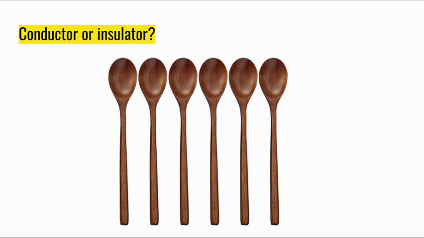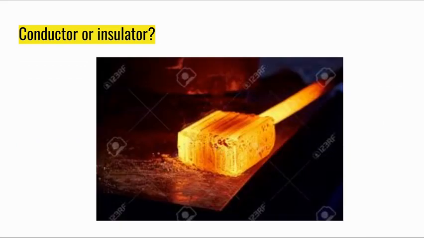Here's our next one. A chunk of metal. This looks like iron before you're about to forge it into a different shape. Conductor or insulator? If you chose conductor, you would be correct. This transfers heat very well. In fact, you can tell that by the glowing here, that it really wants to move that heat out of it. It wants to keep moving the heat.